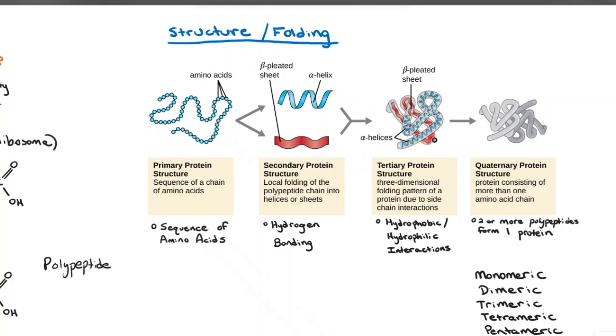And it results from the R groups of the amino acids interacting with the water in the cell. So you know that some of the R groups like to be around water, and other R groups don't like to be around water. So the R groups that do like to be around water will orient themselves to the outside of the protein, and the R groups that don't want to be around water will orient themselves to the inside of the protein. And the result of that is the protein gets twisted around and shaped into a new 3-dimensional shape.